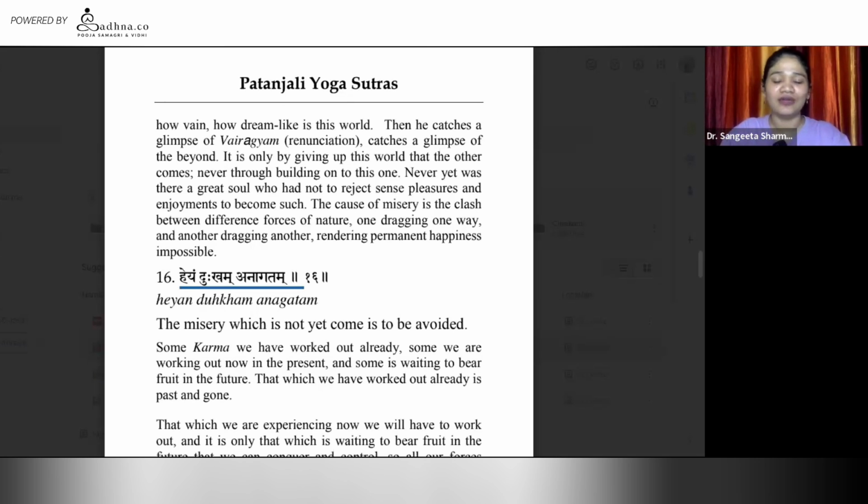Na agatam iti anagatam. It is a nan tatpurusha, which means the dukkha which is not here yet, which is not in our present, which is in our future. If you have ritambhara pragya, and you know that meeting that person and falling in love with that person might cause you pain because you are an over-emotional human being, like me, who has a tendency to connect with people intensely and get hurt easily, then Patanjali is telling me and you that you can control this dukkha which is not here yet.